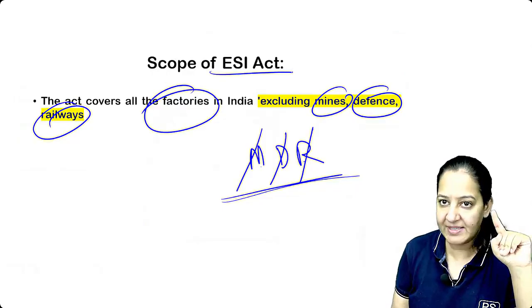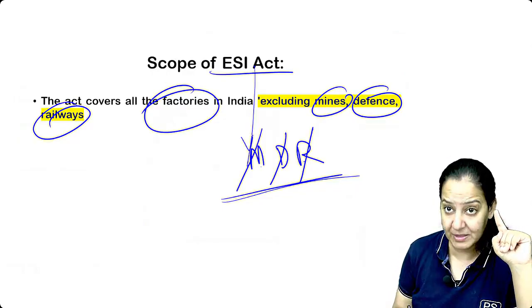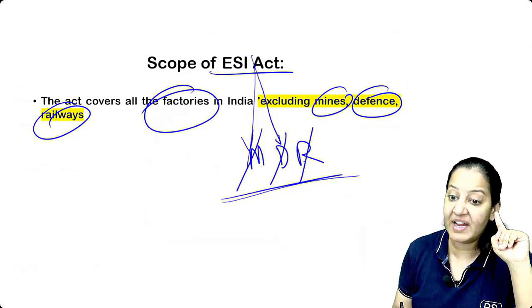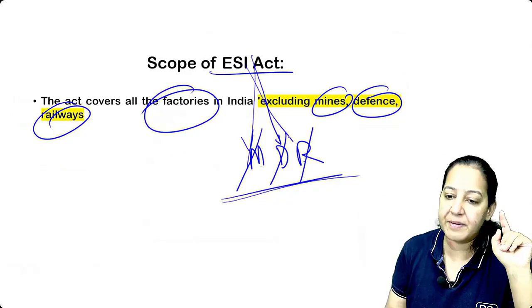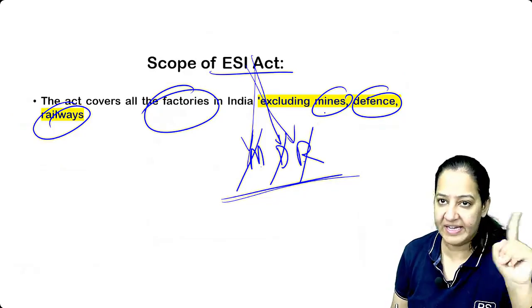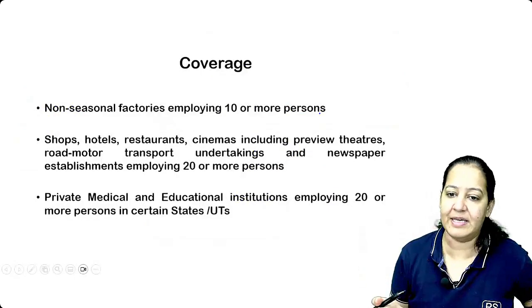So we don't give ESI to the person who is working in a mine, the person who is working in defense, like army, navy, and the person who is working in railway. We don't offer ESI to them. Rest all the people can take the ESI.